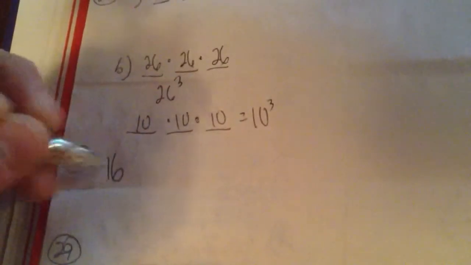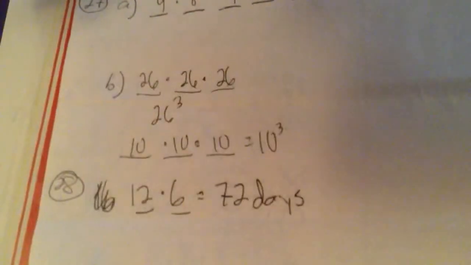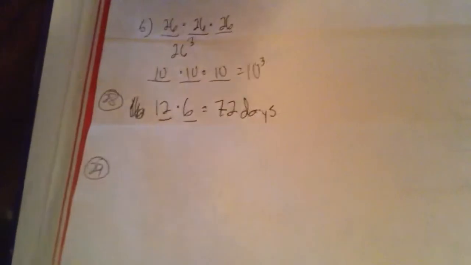Well, they have 12 flavors and 6 toppings. Those are the 2 choices he can make. So there are 72 days that the mom would have to buy the kid ice cream if he's a smart enough kid to never repeat.